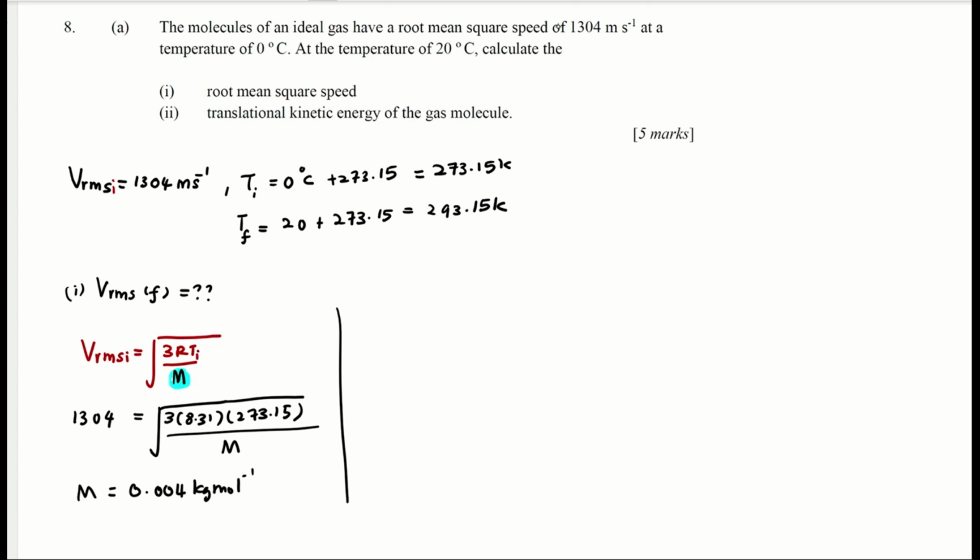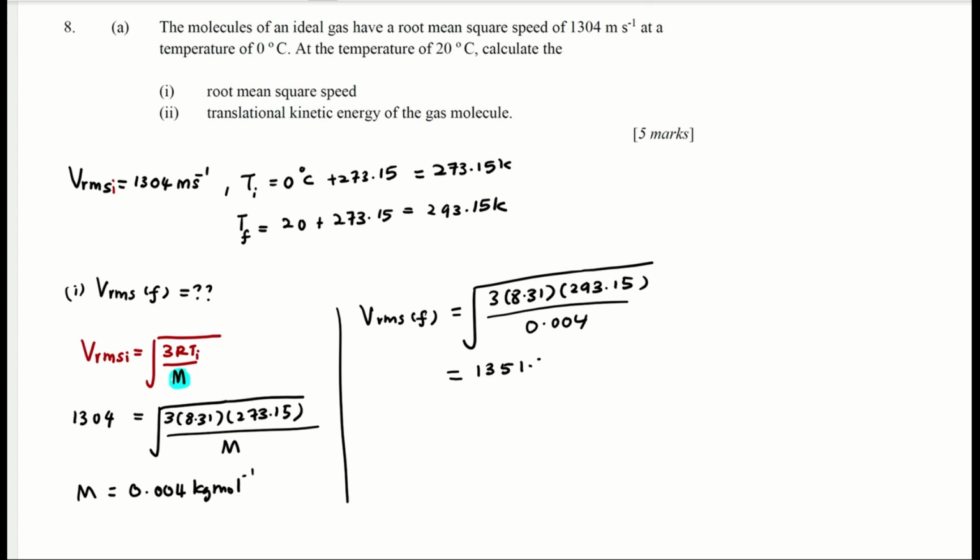Okay, so molar mass tu mesti molar mass yang sama lah sebab dia masih gas yang sama kan. So VRMS equal to square root 3 times 8.31, T final is 293.15, over the molar mass 0.004. So finally, VRMS is equal to 1351.7 meter per second. So this is the answer for A1.